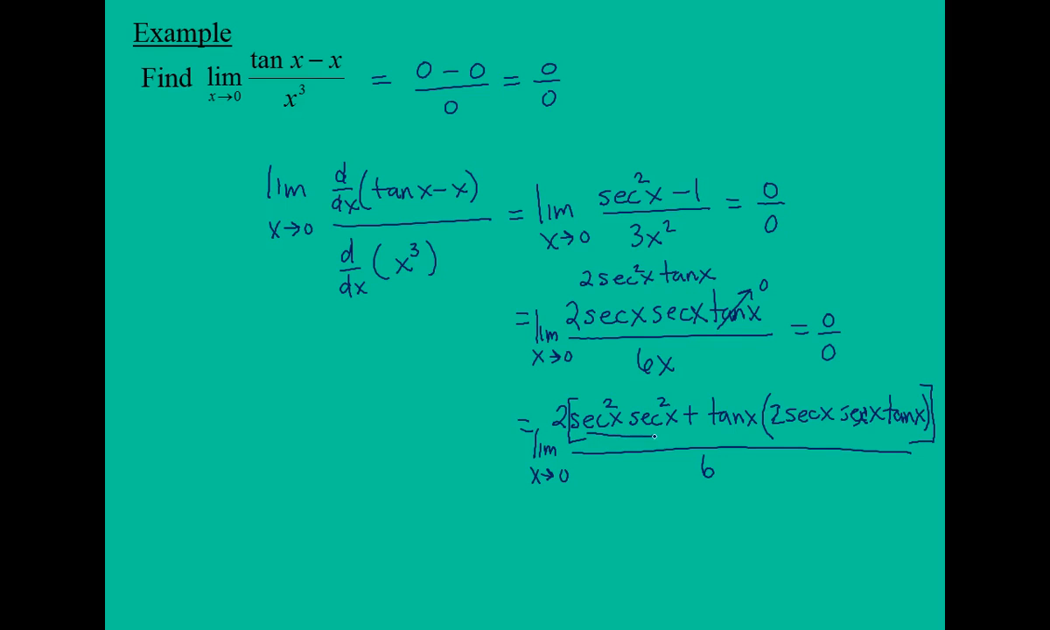Now if we evaluate our secants, secant of 0 we said is 1, 1 squared is 1, 1 times 1. So we would have 2 times 1 plus, now here tangent is going to go to 0. So regardless of what's in this quantity here, it's going to 0. Then we have over 6, so we'd have 2 over 6, or 1/3.